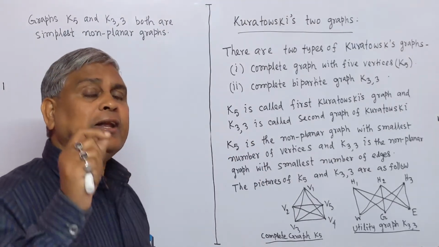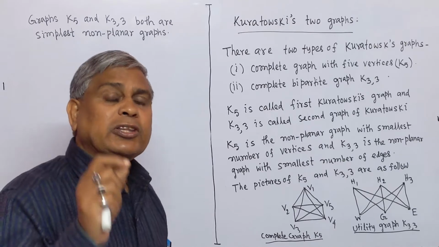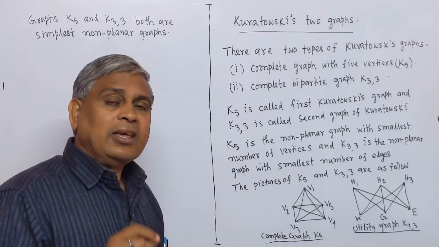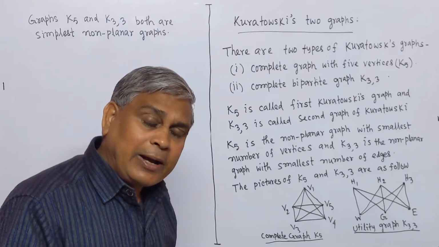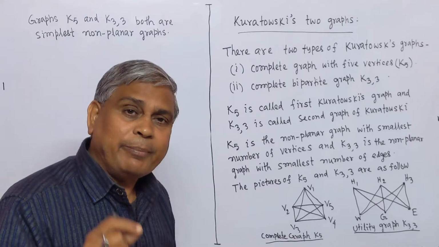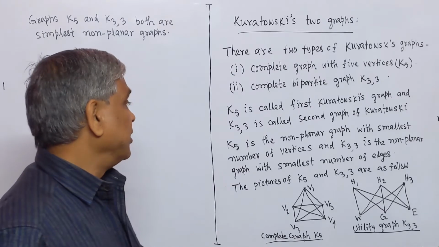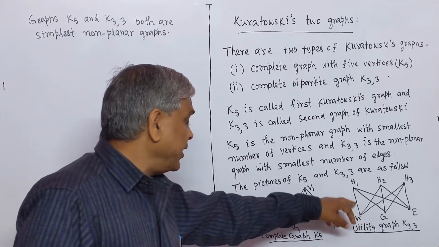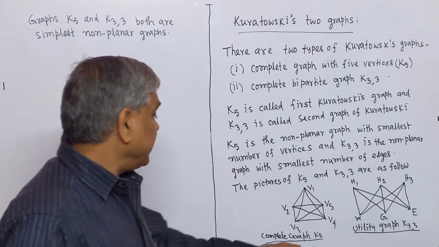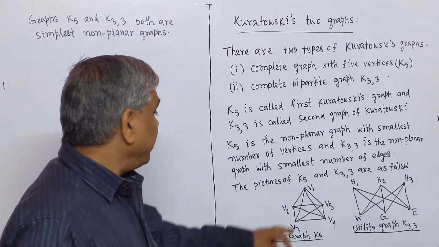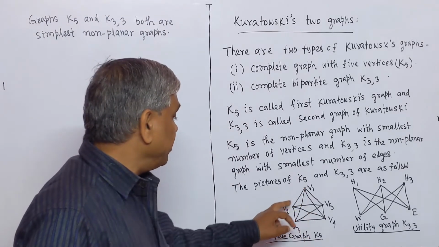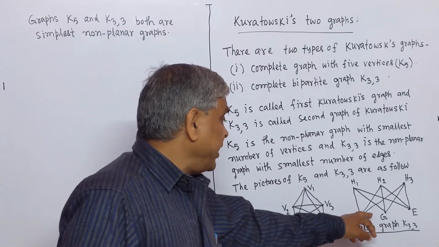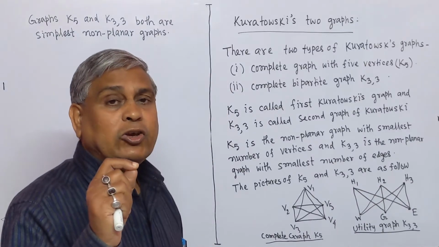K5 is the non-planar graph with the smallest number of vertices and K33 is the non-planar graph with the smallest number of edges. The pictures of K5 and K33 are as follows. Here in K5 we see that the number of vertices is 5: V1, V2, V3, V4, V5. The graph K33 is called the utility graph.